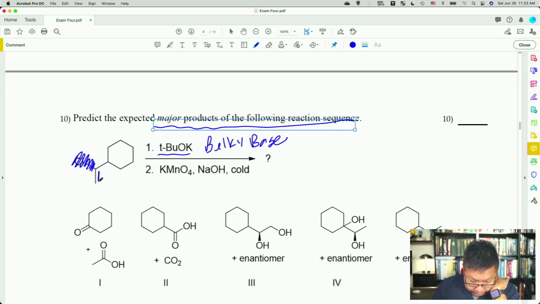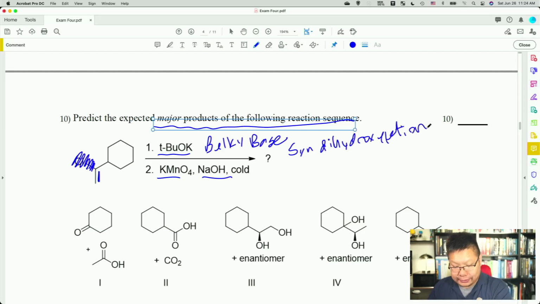So after you get the Hofmann product, and the double bond is down here, this is potassium permanganate with sodium hydroxide and cold. So that's going to be a dihydroxylation again. Right? So this was actually two steps. The first step was the elimination using tert-butoxide, giving you the Hofmann product right there.